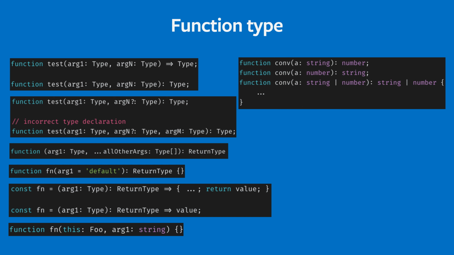Also in TypeScript you can overload some function, just declare different function with different types, like this. So for example, if cone gets a as a string, it will return number.